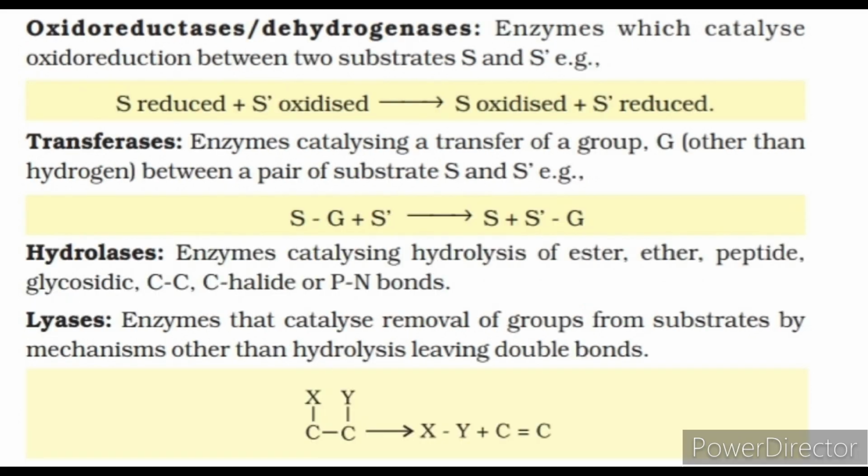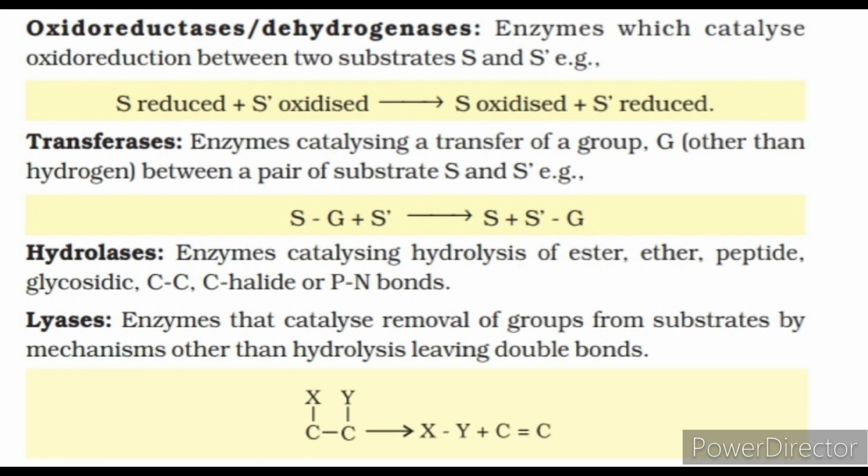Oxidoreductases or dehydrogenases: enzymes which catalyze oxidoreduction between two substrates S and S'. Transferases: enzymes catalyzing a transfer of a group, G, other than hydrogen, between a pair of substrates S and S'. Hydrolases: enzymes catalyzing hydrolysis of ester, ether, peptide, glycosidic, C-C, C-halide or P-N bonds.